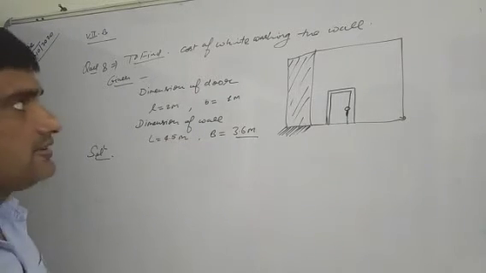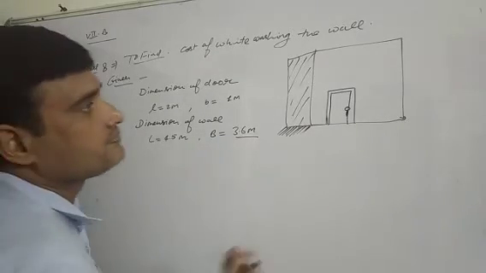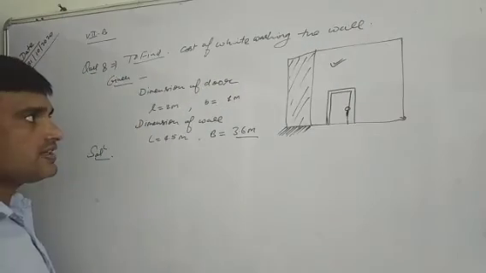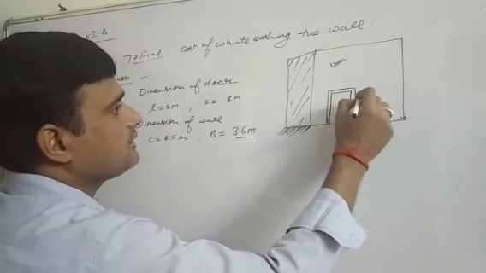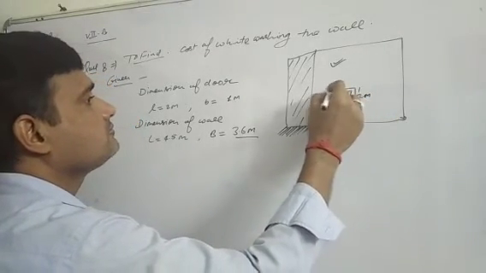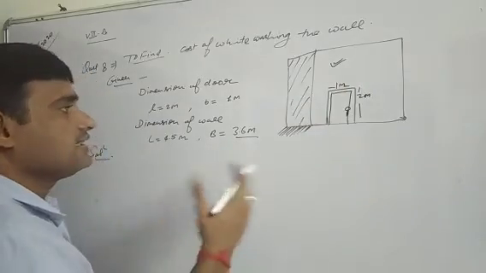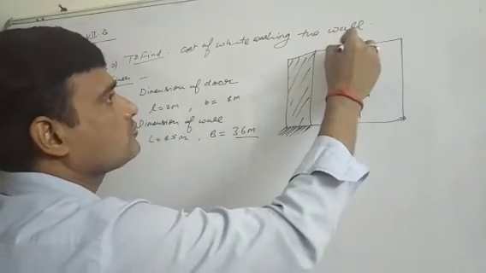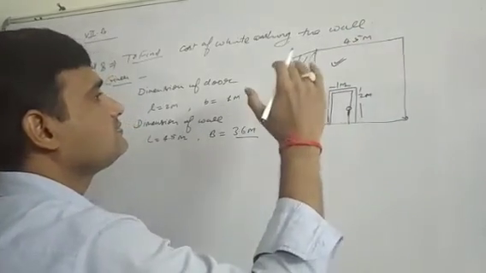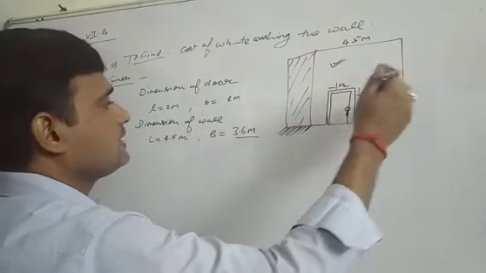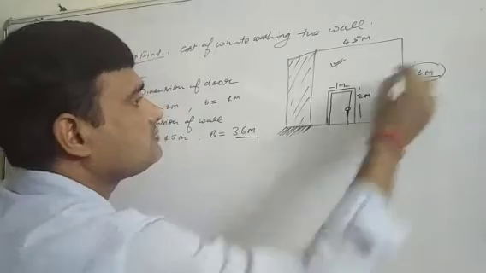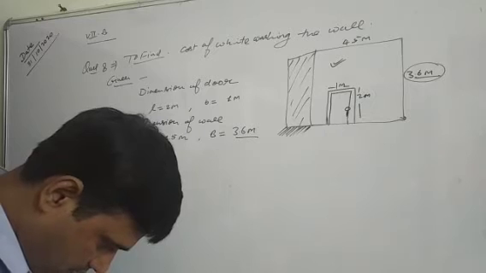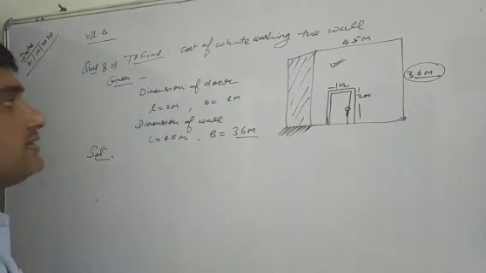Now question number 8, to find cost of whitewashing. Dimension of door given: length 2 meter, depth 1 meter, and dimension of wall: length 4.5 meter, breadth 3.6 meter. Okay. Understand?